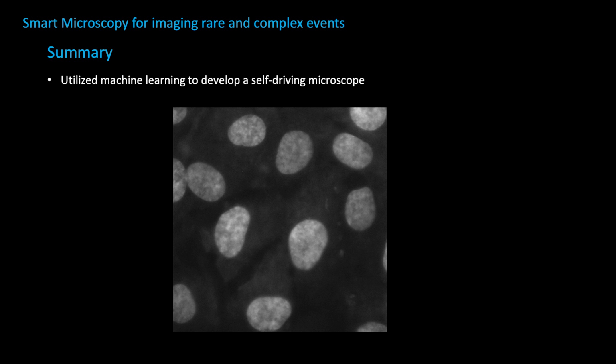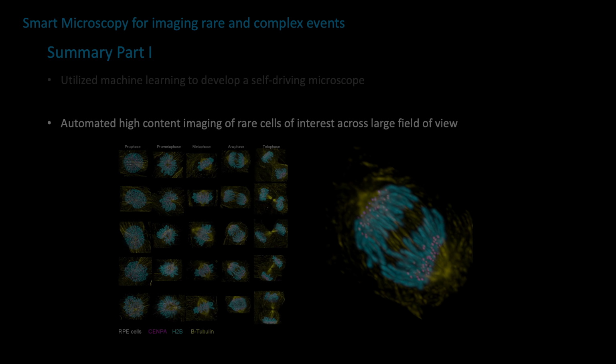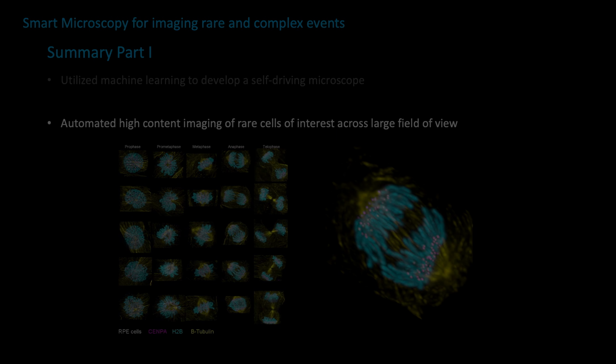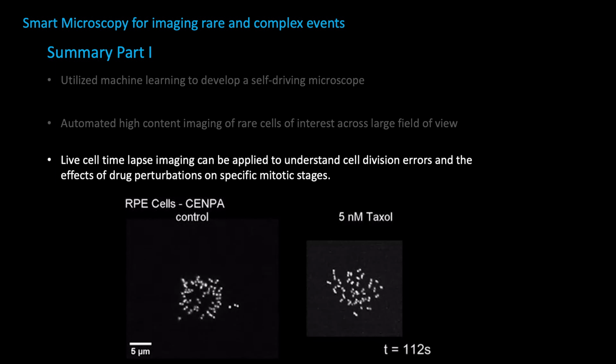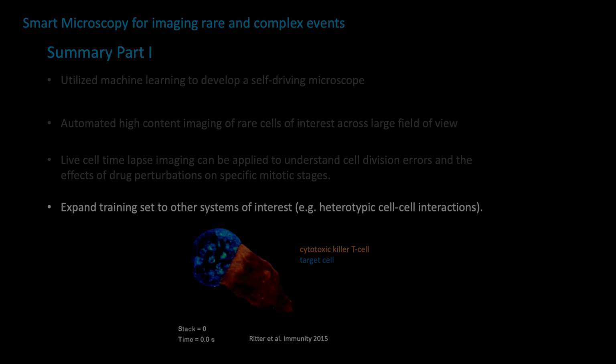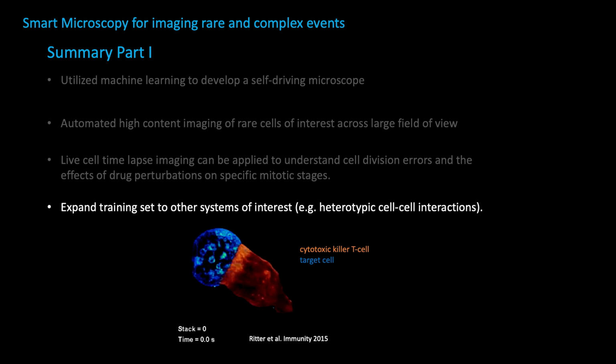So to summarize, as part of the Beckman Young Investigator Program, we've utilized machine learning to develop a self-driving microscope that can automatically analyze and respond to what it's imaging. We've used this instrument to automate high-content imaging of rare cells within a population across a large field of view, and to use live imaging to better understand the origins and frequency of cell division errors under both normal and drug-perturbed conditions. And now we're currently working on training the instrument to image other rare phenomena. For example, to image the process of an immune cell attacking a tumor cell.